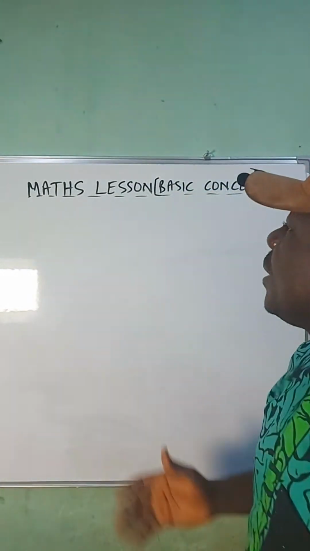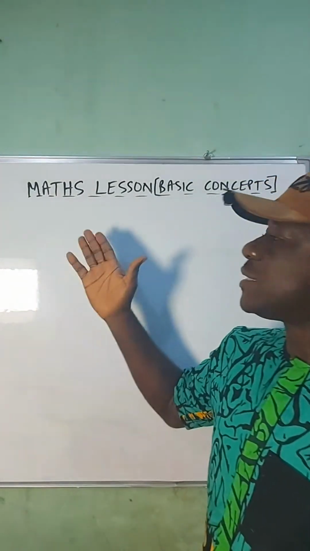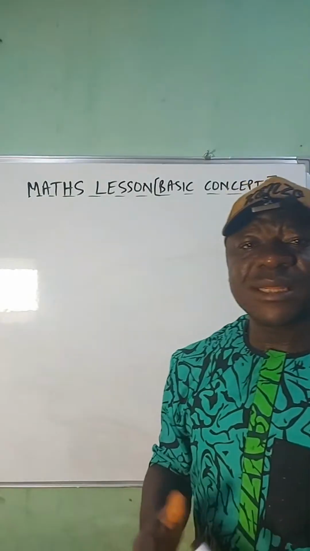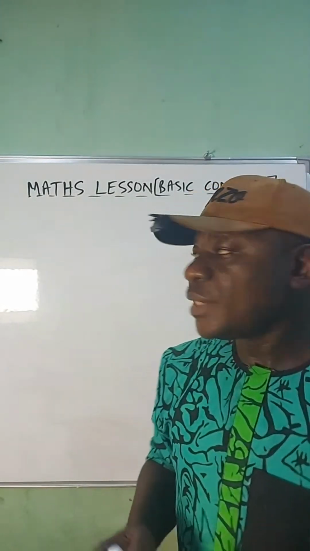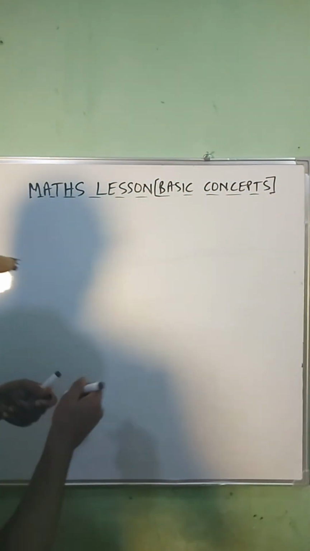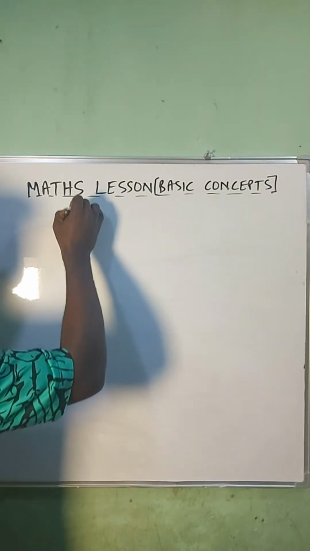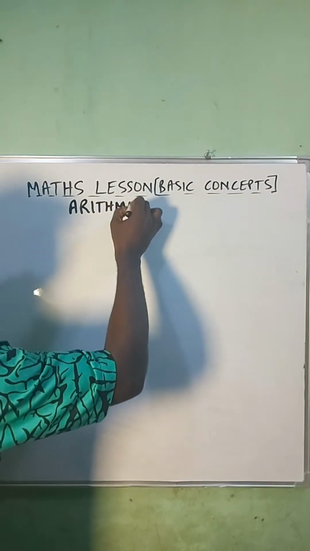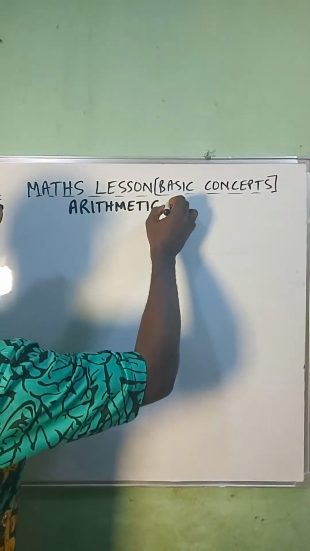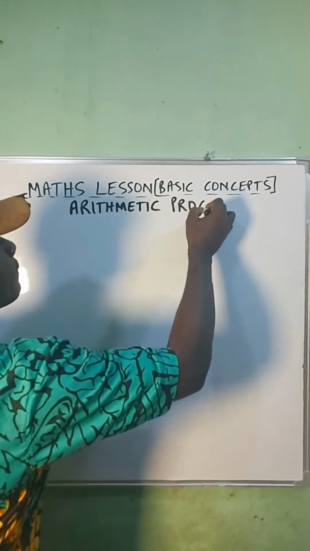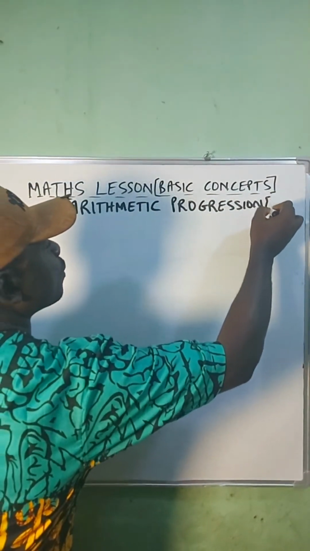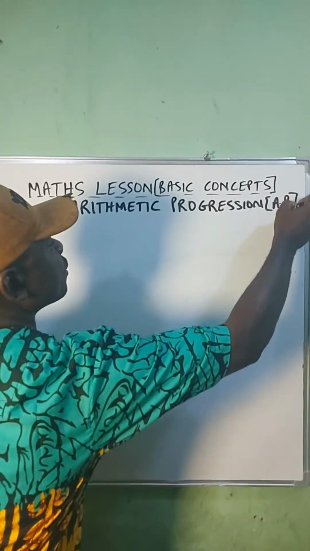So today we'll be looking at some basic concepts in mathematics. We will be taking questions from various topics, then analyzing them gradually. The first thing we're going to look at is arithmetic progression. That's what we call AP, arithmetic progression.